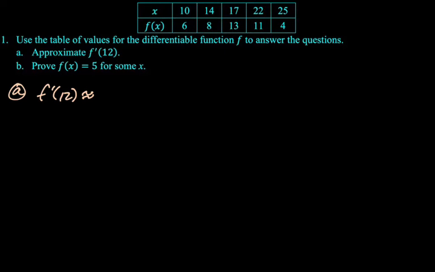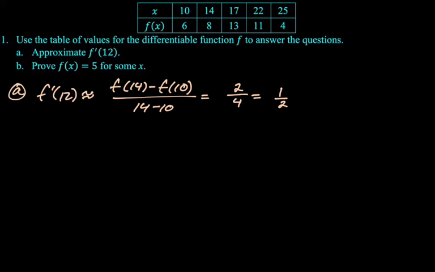We're just going to find 12 in the table. It's going to be between 10 and 14. So we're going to do the slope of the secant line between 14 and 10. So f of 14 minus f of 10 over 14 minus 10. That's going to be 8 minus 6, which is 2, over 14 minus 10, which is 4. So we get 1/2 as our answer. And that's part A. So you can kind of blow through that at this point, hopefully.